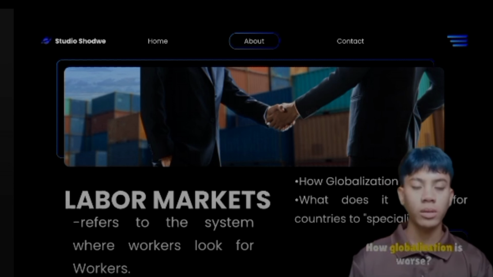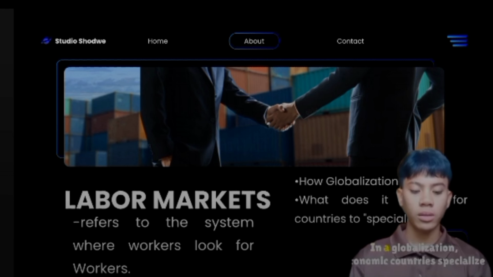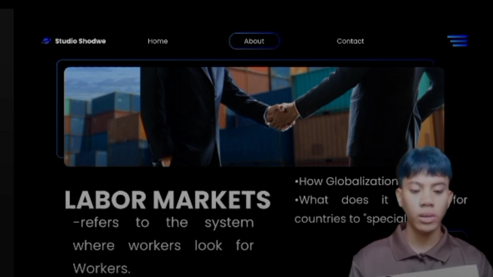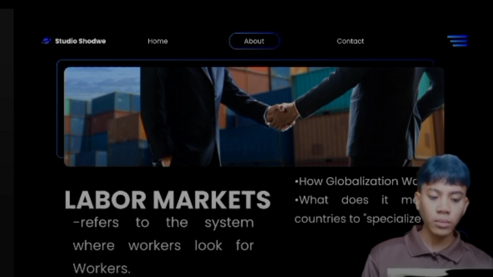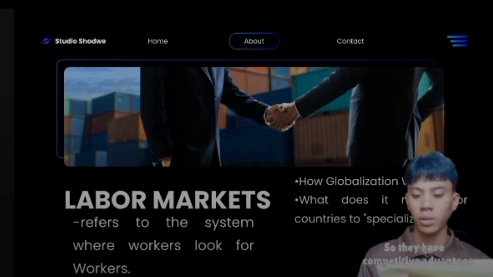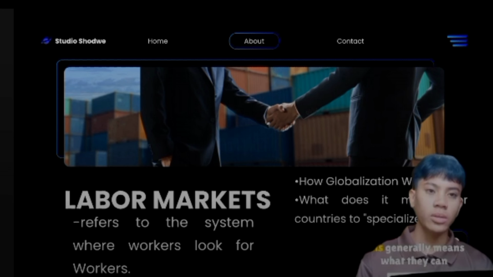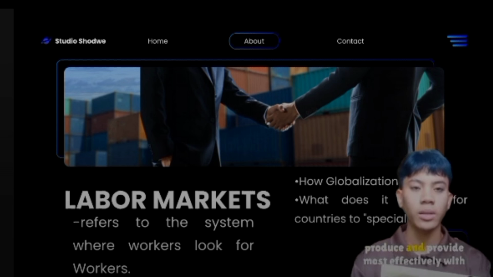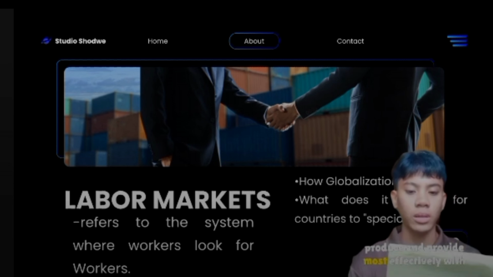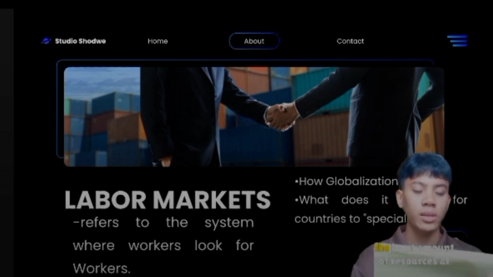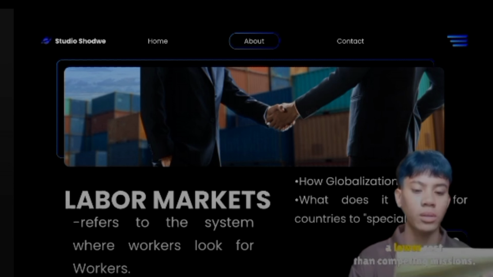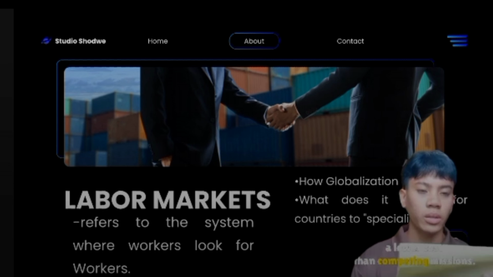How does globalization work? In globalization, countries specialize in the products and services they produce, so they have a competitive advantage in them. This generally means what they can produce and provide most effectively, with the least amount of resources, at a lower cost than competing nations.